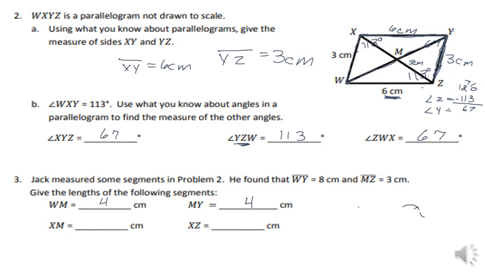On the next one, it says XM. Well, XM is going to be half our total length. They said the total length of it, or MZ, was 3 centimeters. So the other half would be 3 centimeters. So that's going to be XM here, which would be 3 centimeters, because the total has to be 6. And that means that XZ, which is the total length, would be 6 centimeters.